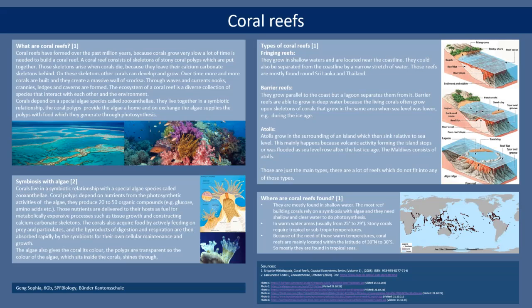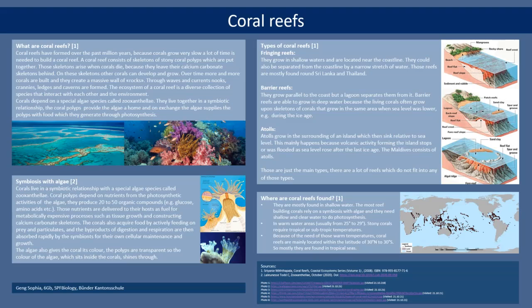A coral reef consists of skeletons of stony coral polyps, and those are put together. The skeletons arise when corals die because when they die, they leave their calcium carbonate skeletons behind. So on these skeletons, other corals can develop and grow, and so over a lot of time, more and more corals are built until they create a whole coral reef.